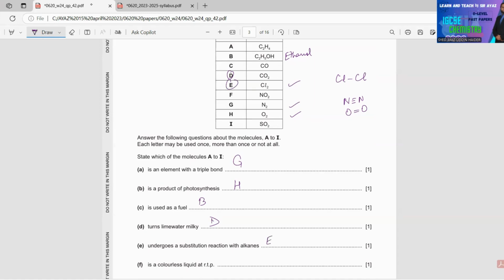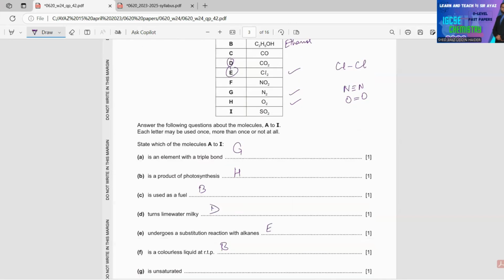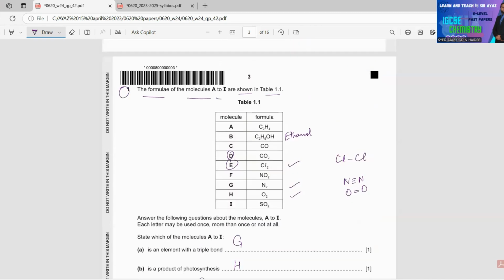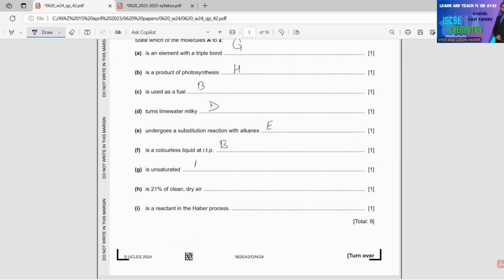F is a colorless liquid at RTP. RTP is room temperature and pressure. See, we have only one liquid in this list, and that is ethanol. It's a colorless liquid at RTP. So B will be the final answer for this one. G is unsaturated. If you look at the list, we have ethene here, which is unsaturated, containing a carbon-carbon double bond. So the answer must be A for this one.